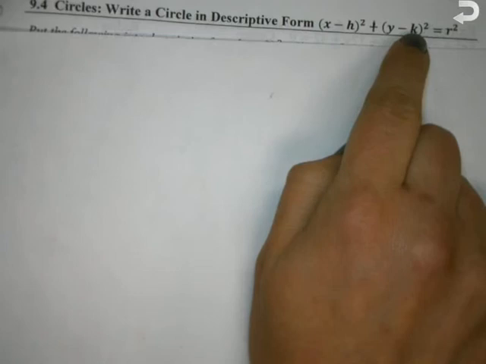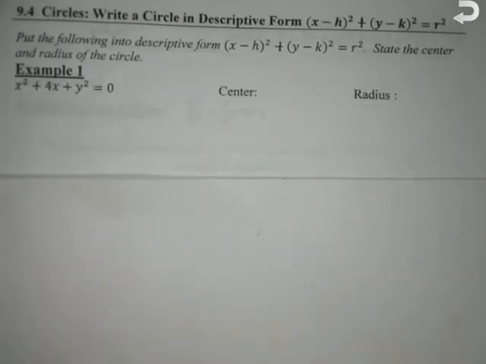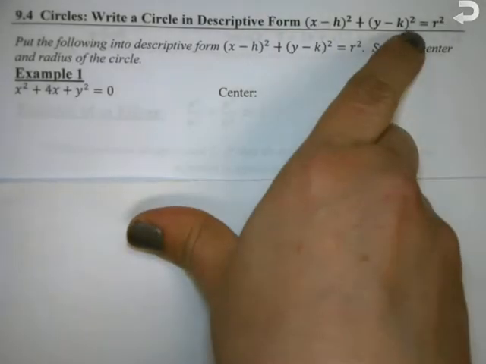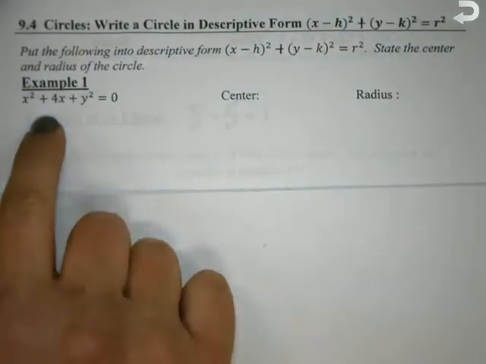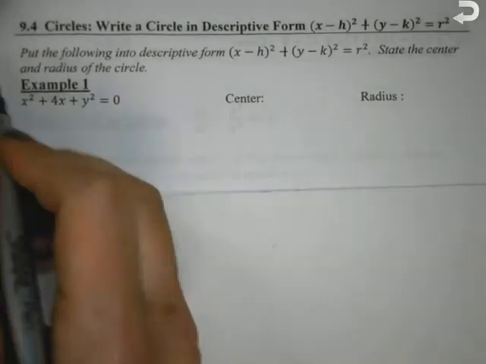We have our descriptive form of parabolas, which is this form up here that we worked with all day yesterday. But sometimes we are going to be given an equation of a circle that does not look like it's in this form. Okay, so look at example 1. First question, is this a circle? It is. How can I tell? It has an x squared and a y squared.